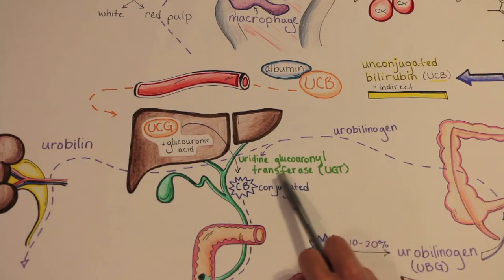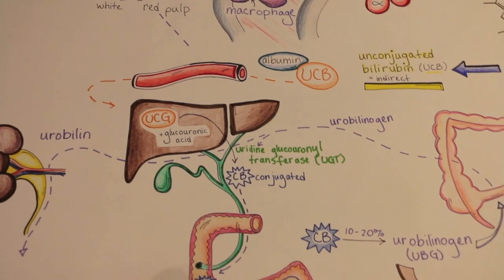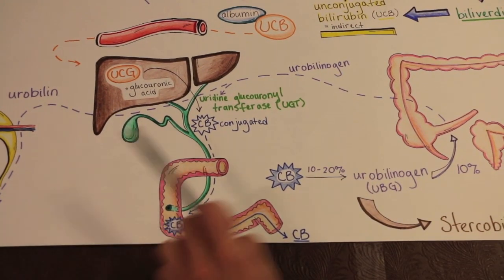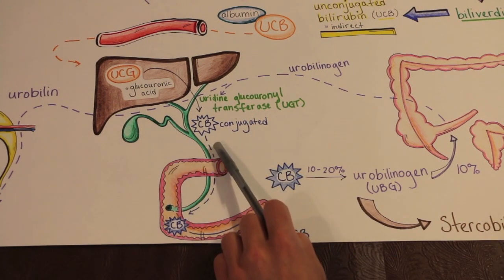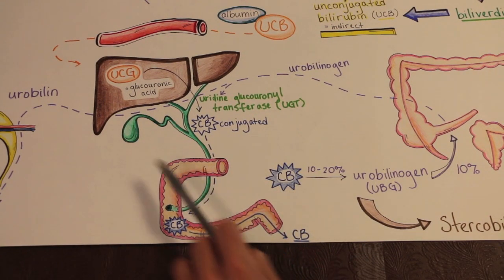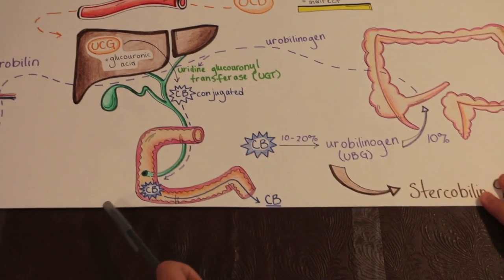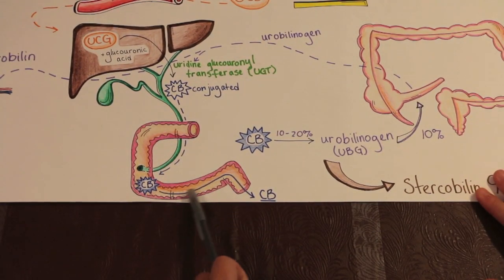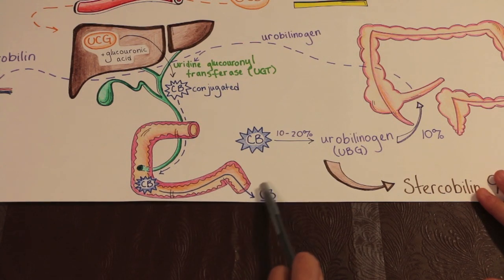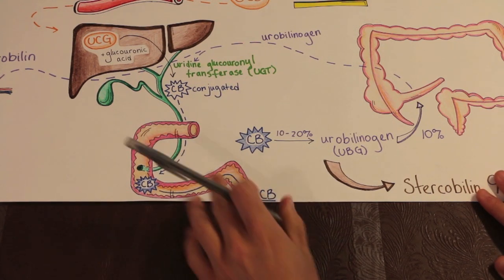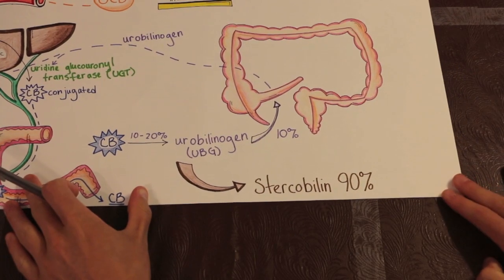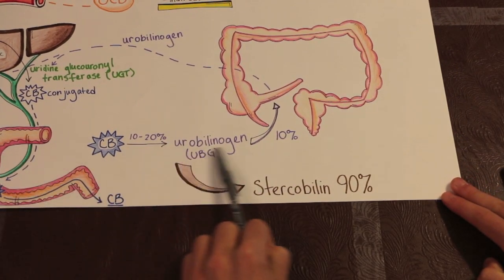By adding the glucuronic acid to the bilirubin, it's now conjugated in a much more water-soluble version and can be excreted out into the bile, where it's stored in the gallbladder before being released into the second part of the duodenum. This conjugated bilirubin can then pass through the small intestines, where approximately 80 to 90% is lost in the feces. In contrast, a small fraction of about 10 to 20% will be deconjugated to urobilinogen.